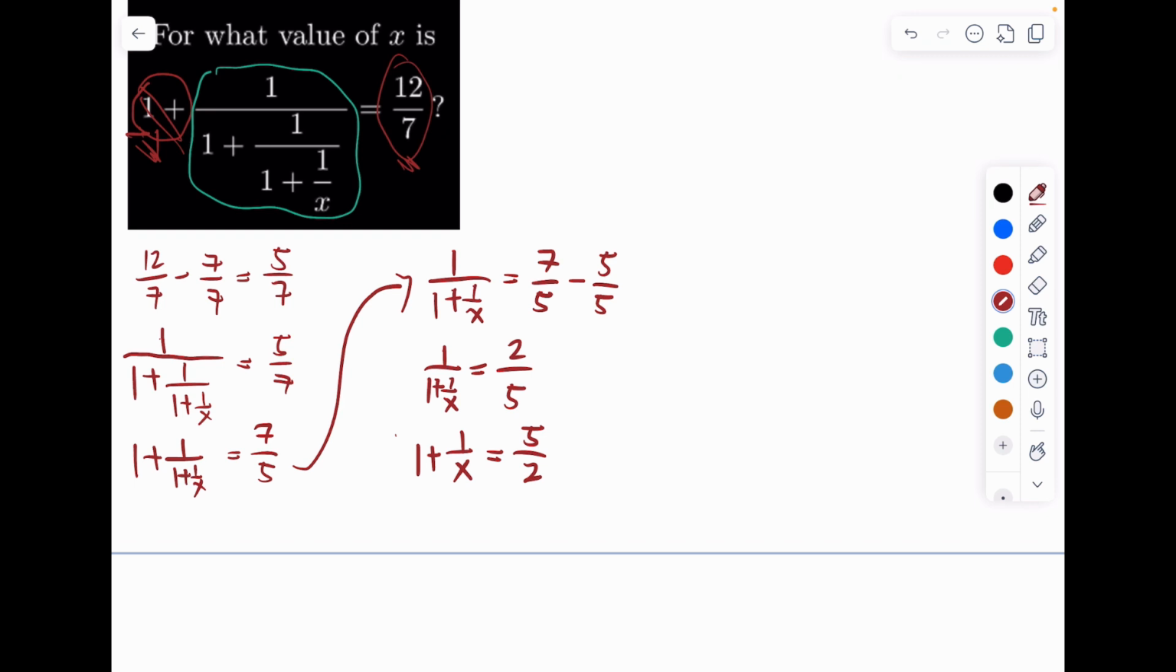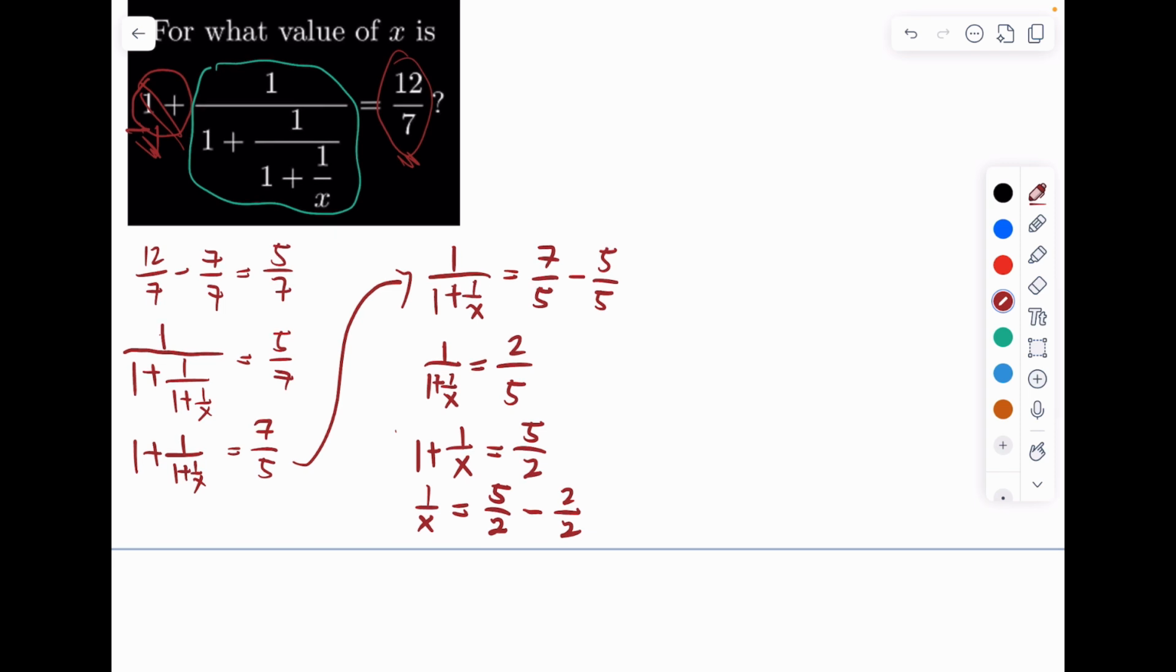And then I'm going to subtract 1 on each side. 5 over 2 minus 2 over 2. So this will be 1 over x equals 3 over 2. And then finally, if we invert this, it will become 2 over 3. Sorry, that took a little bit of time figuring out where I got the mistake, but we got there. So this is our answer.